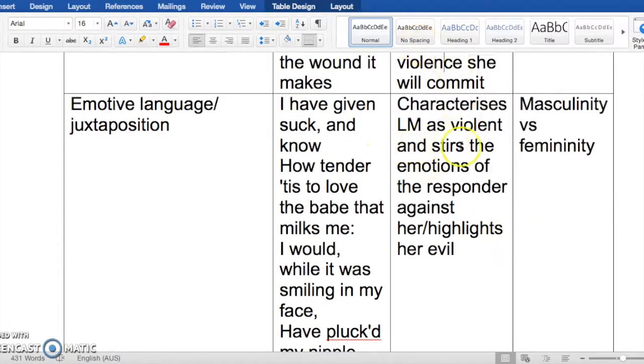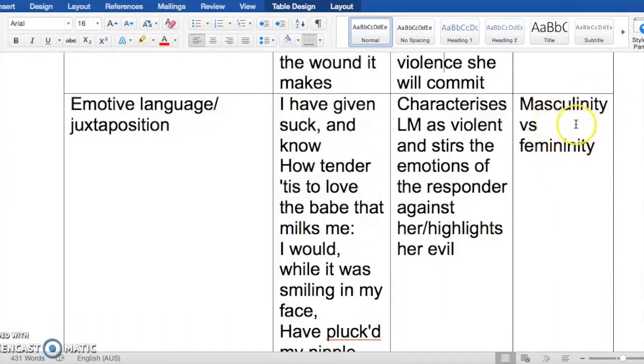So all of these things are what Shakespeare had in mind when he chose the emotive language, or when he chose to juxtapose this innocent baby and her violence. That adds to the shock and horror that people who are watching this play, the responders, are feeling when Shakespeare has used such language. If he just said, I'd kill a baby, people would be like, oh, she's horrible, but they wouldn't feel that same shock and horror and be as emotional as when he's used these techniques.